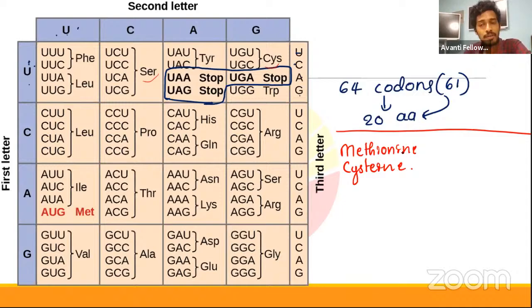You have to remember methionine and cysteine because these are the two amino acids which have the thiol group. What is a thiol group?